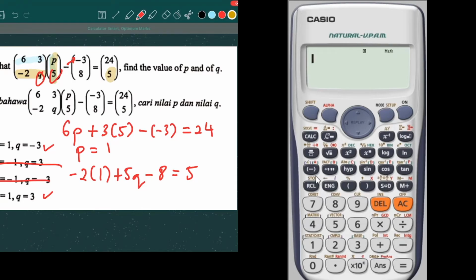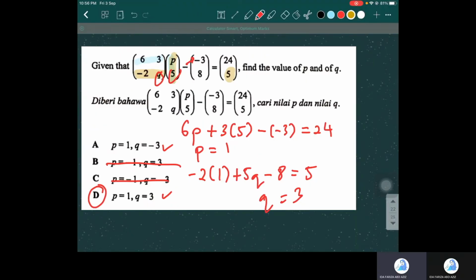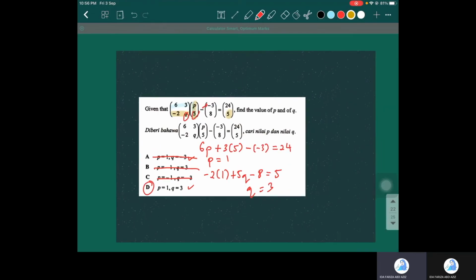Okay, jom masukkan dalam kalkulator. Negative 2. Okay. And then bracket 1. Tak payahlah kan. Negative 2 plus 5x alpha x. Okay. And then, oh lupa, minus 8. Minus 8 alpha equal 5. Okay, shift solve. Okay, tekan equal sign kat bawah. Dapat x equals 3. So, Q equals 3. Tada! D is our answer. A bukanlah. Okay, siaplah untuk soalan ni.